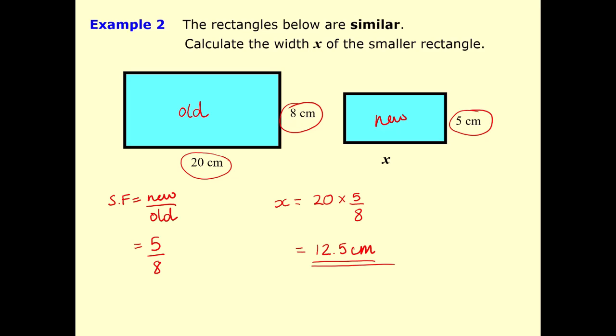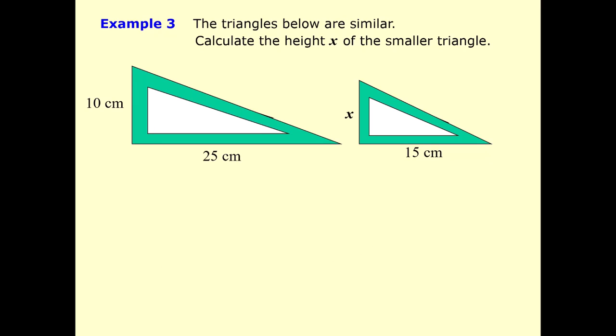Okay. So far we have just looked at standard rectangles, first an enlargement and then a reduction. It can also work with any other shape. Let's look at an example with triangles this time. So we're told the two triangles here are both similar. Calculate the height x on the smaller triangle. So we have to calculate height x.